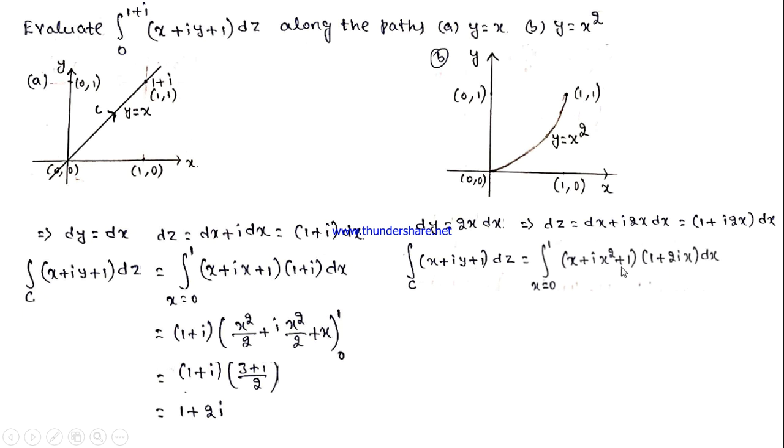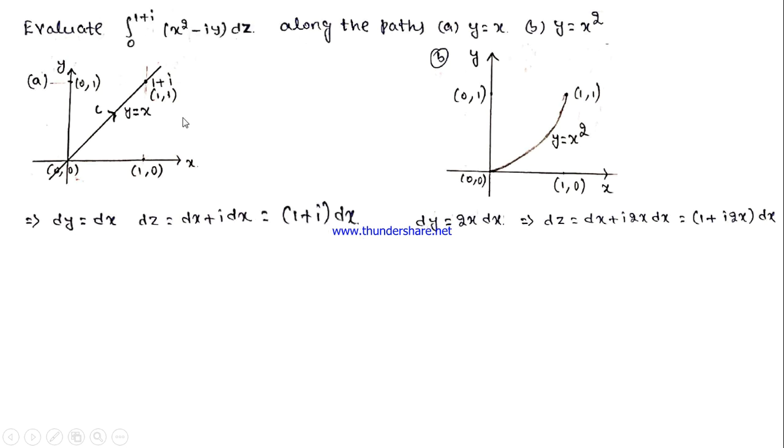Just multiply them. Both are polynomials. Just multiply them, and this is your expression. Integrate this with respect to x. Since I have expressed everything in terms of x, I should take the x variation that varies from 0 to 1. And on substitution, note, you will once again end up with the answer 1 plus 2i.